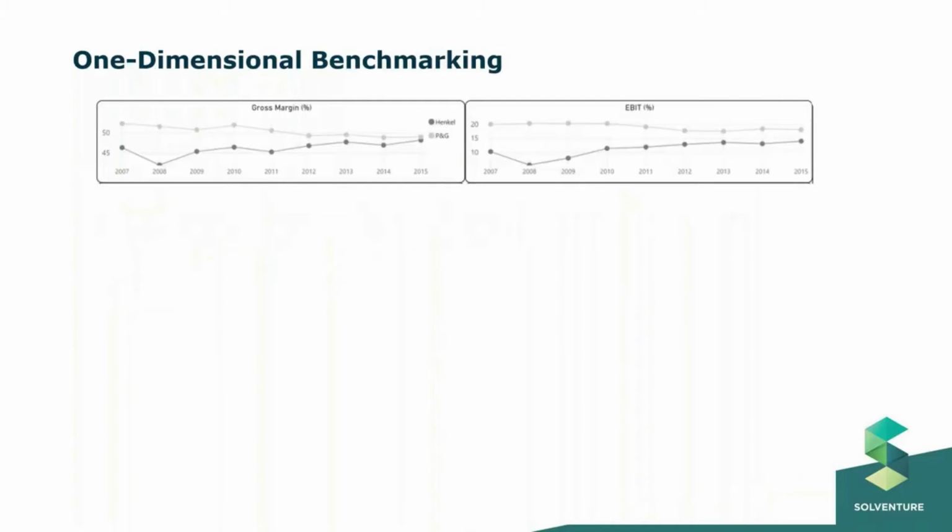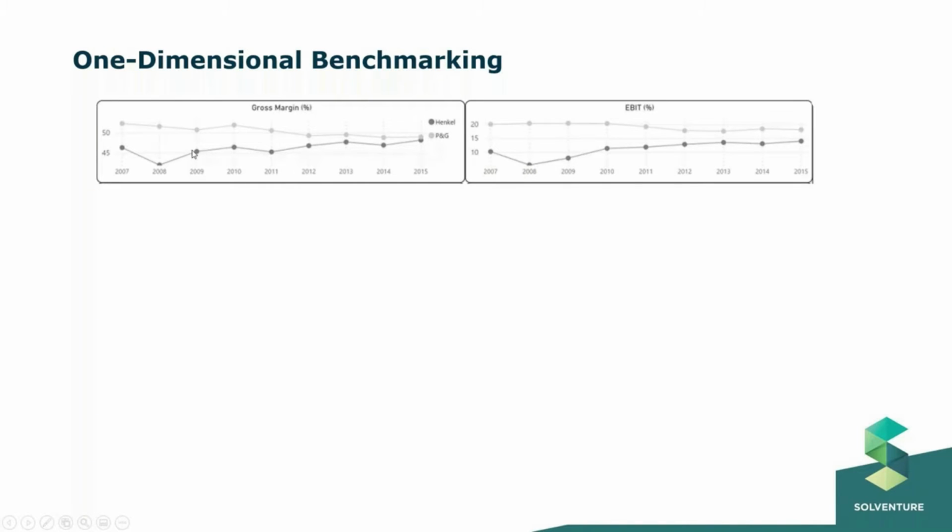So first, two metrics: gross margin and EBIT. And I hope it's readable through the GoToMeeting. What do we see on the gross margin? Well, I see that Henkel has gradually been playing catch up with P&G when it comes to gross margin.